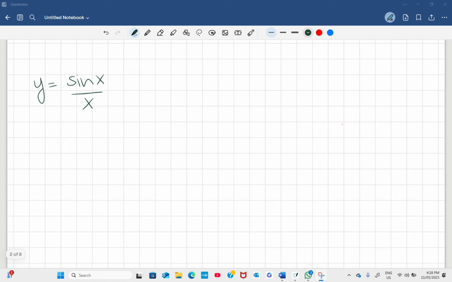We have y is equals to sine x over x. This is the quotient rule because they're being divided by each other. So this is u and this is v. I'm going to take my u to be sine x. My u prime is cosine x. My v is x and my v prime is 1. Now I'm going to apply the formula.